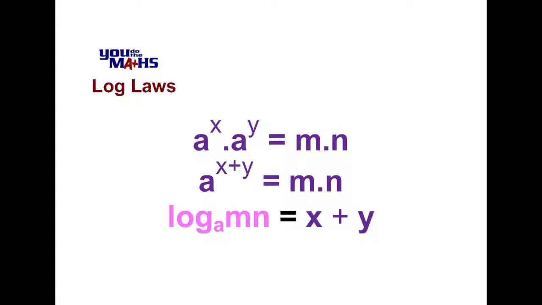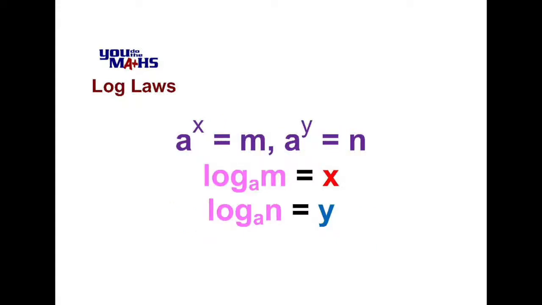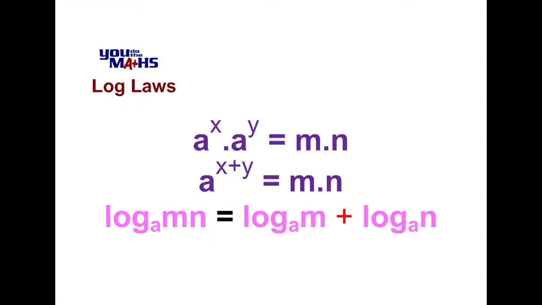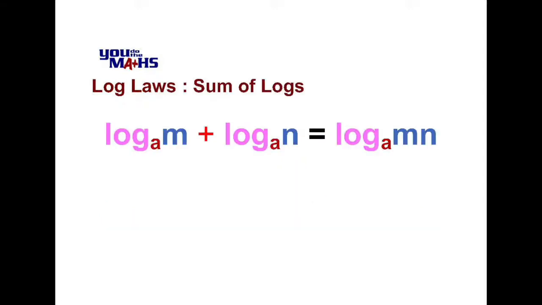Going back to what we had earlier, we did label x as log base a of m, and we labelled y as log base a of n. So that means that log of the product mn is equal to the sum of the two separate logs, in this case log m and log n. So that means that a sum of logs with the same base is equal to a single log which has a product of the two terms that were originally in these separate logs.